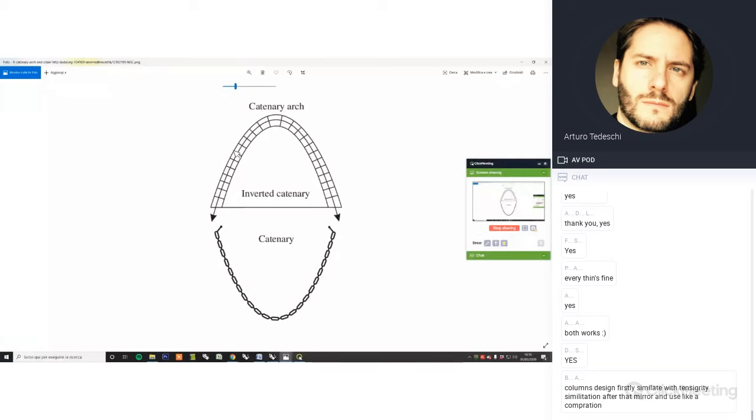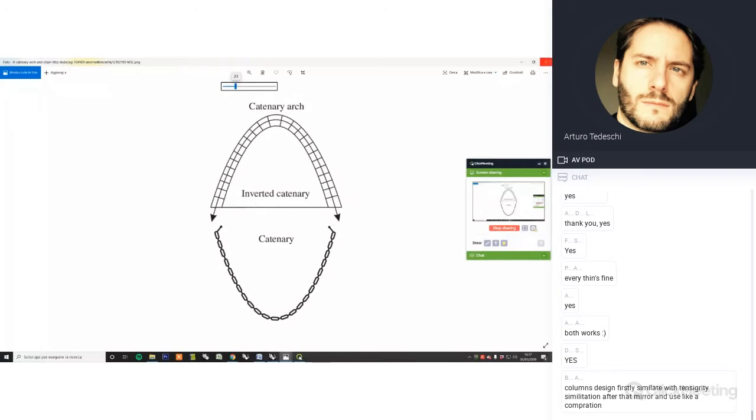So what's the main benefit of having only compression in a shape like this? Basically, we can reduce the bending moment, which is in a way the main enemy for structures in general. So if we can limit the bending moment, we can also reduce the object thickness.